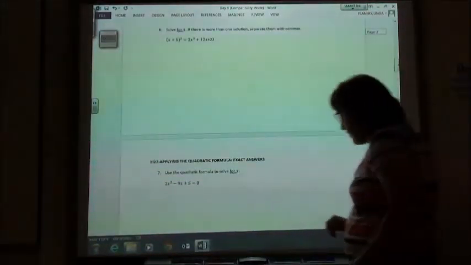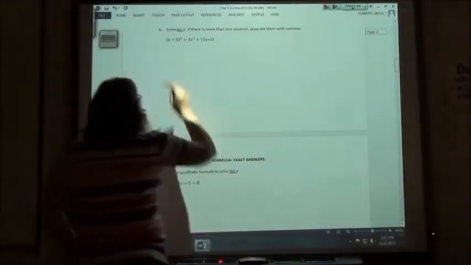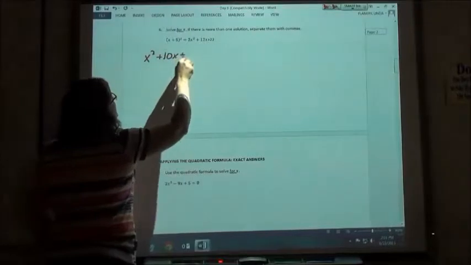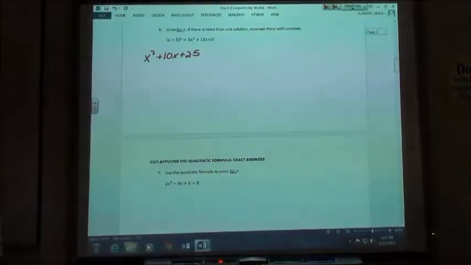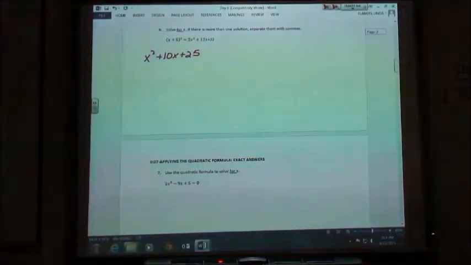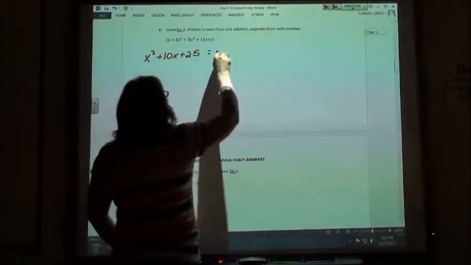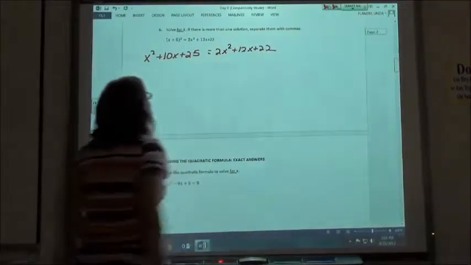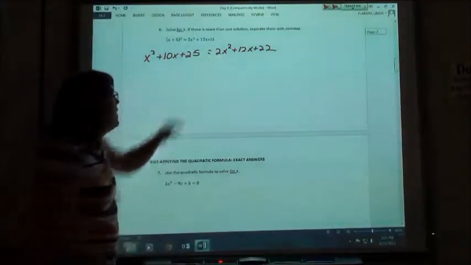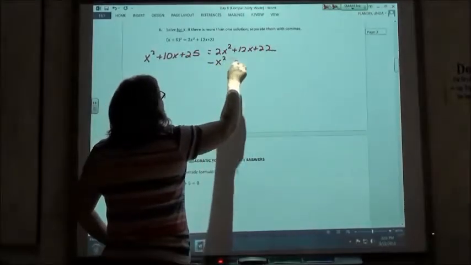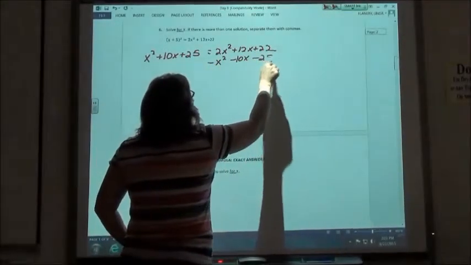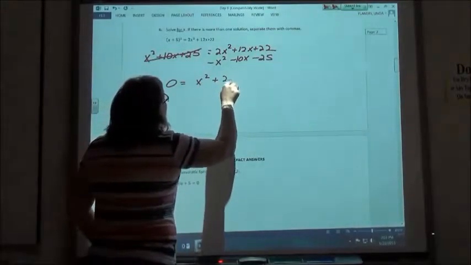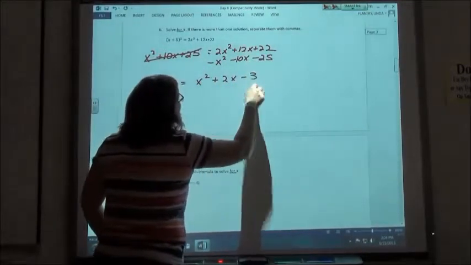So number 6, if I'm going to solve that one for x, squaring that gives x squared plus 10x plus 25, if you FOIL that out. You get a 5x and a 5x in the middle. Equals 2x squared plus 12x plus 22. So in this one, I need to move those over. I'm going to subtract my x squared, subtract my 10x, and subtract my 25. And I would get x squared plus 2x minus 3.